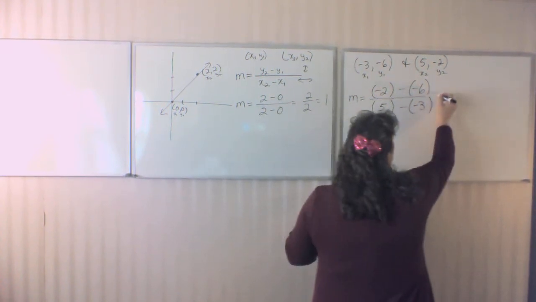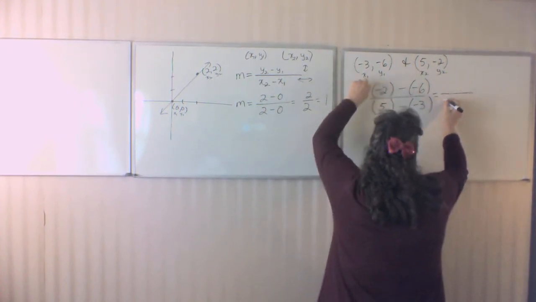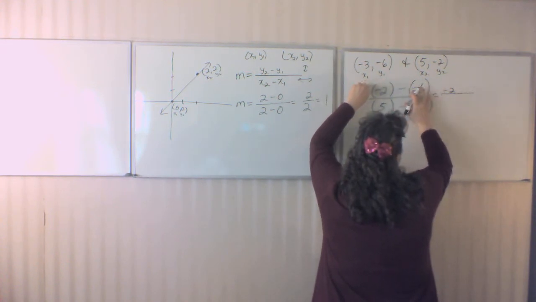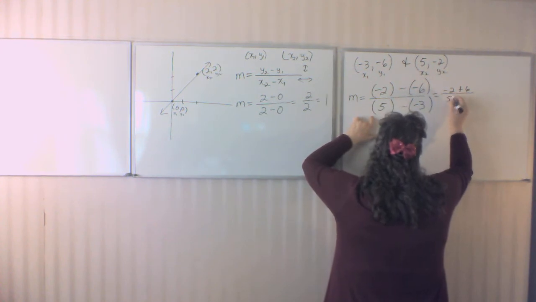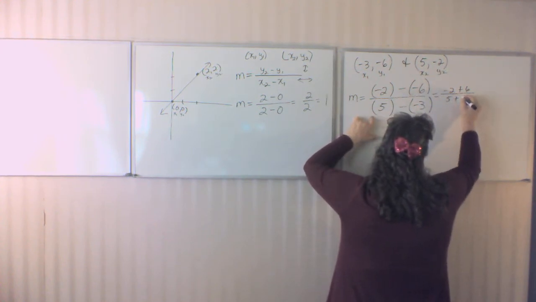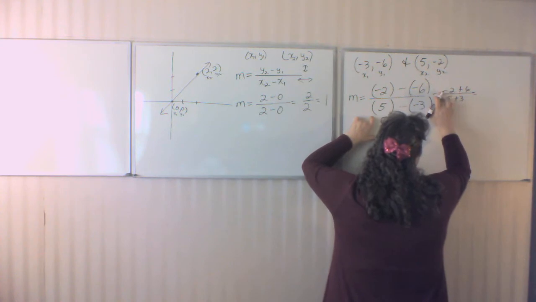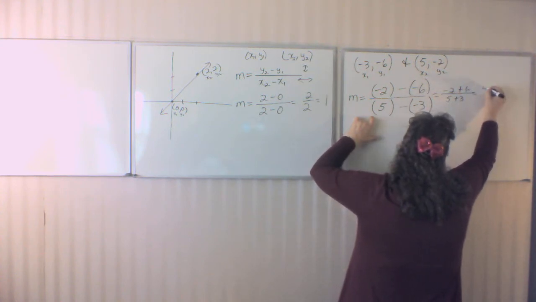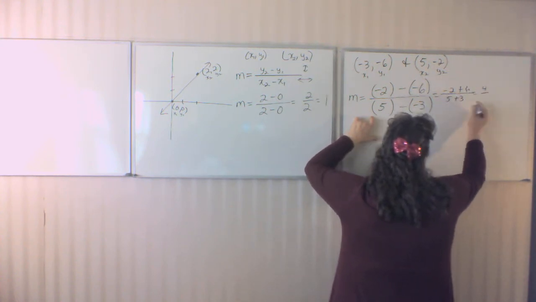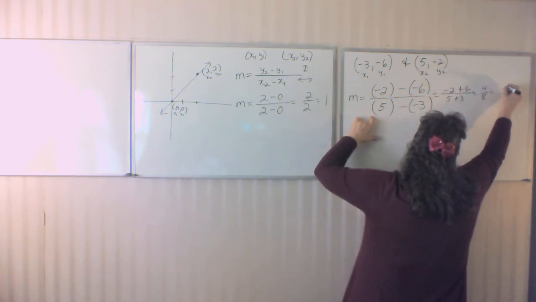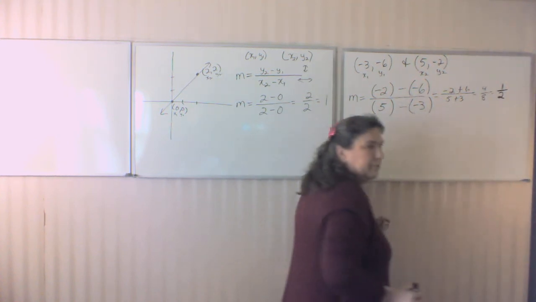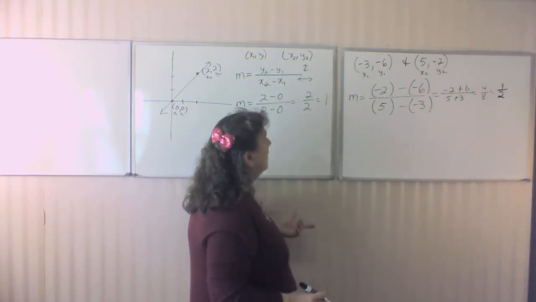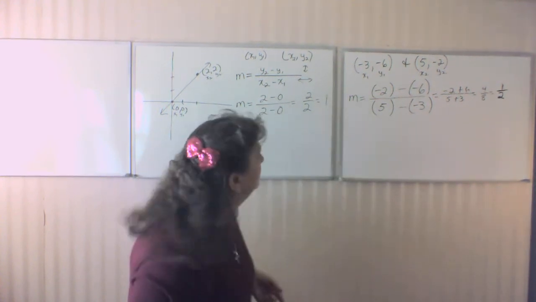Now as I simplify, this is going to be a negative 2 minus a negative 6 becomes plus 6. 5 minus a negative 3 becomes plus 3. So negative 2 plus 6 is a positive 4. 5 plus 3 is a positive 8, reducing down to 1/2. So this slope is a 1/2. Let's do another one.